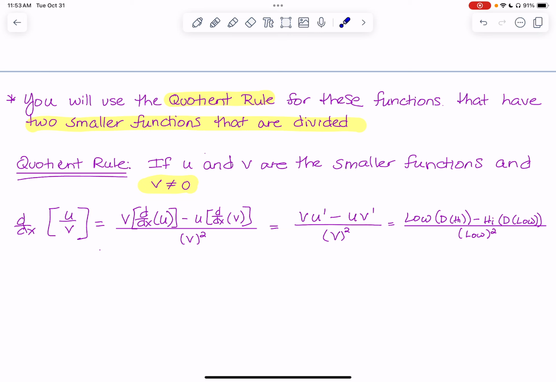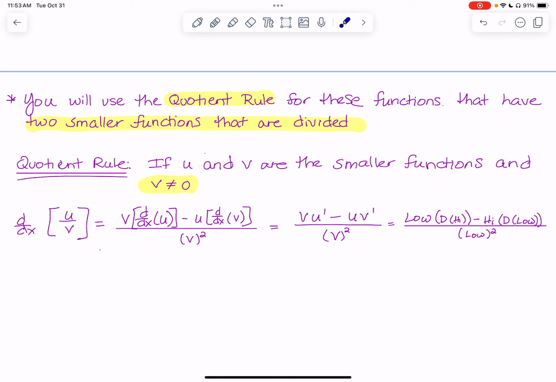Then I know that the derivative of u divided by v, or that quotient of u over v, is equal to v times the derivative of u. So that's the first one, minus, and here's, order is very important, u times the derivative of v, all divided by v squared. We could write it as vu prime minus uv prime, all over v squared. Or you can use the little memory thing, low d high minus high d low over low squared.